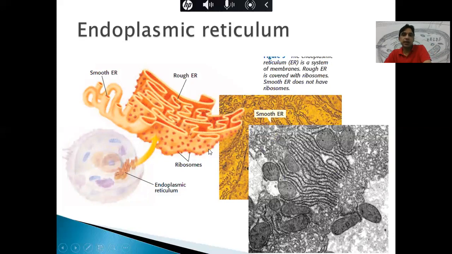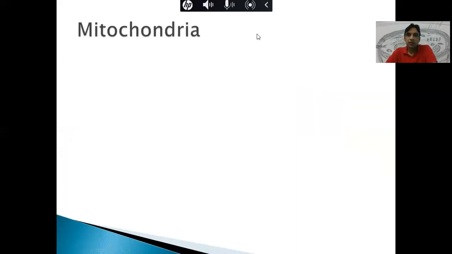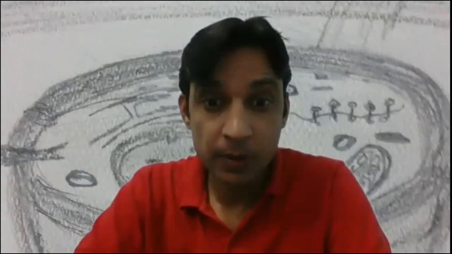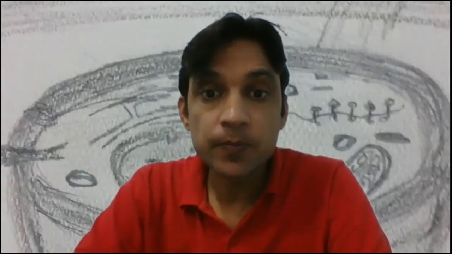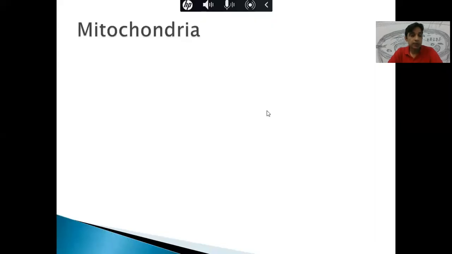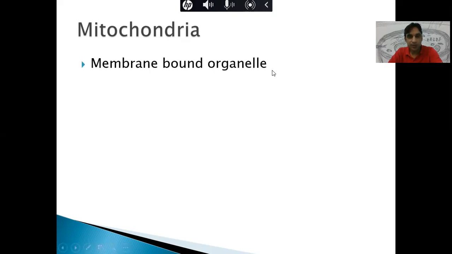Let's move on to the next thing, and that is the mitochondria. The next organelle is called the mitochondria. It's one of the most famous types of organelle present in the cell, and it is also famously known as the powerhouse of the cell, since it produces all the energy which is required for the execution of all the functions of the cell.